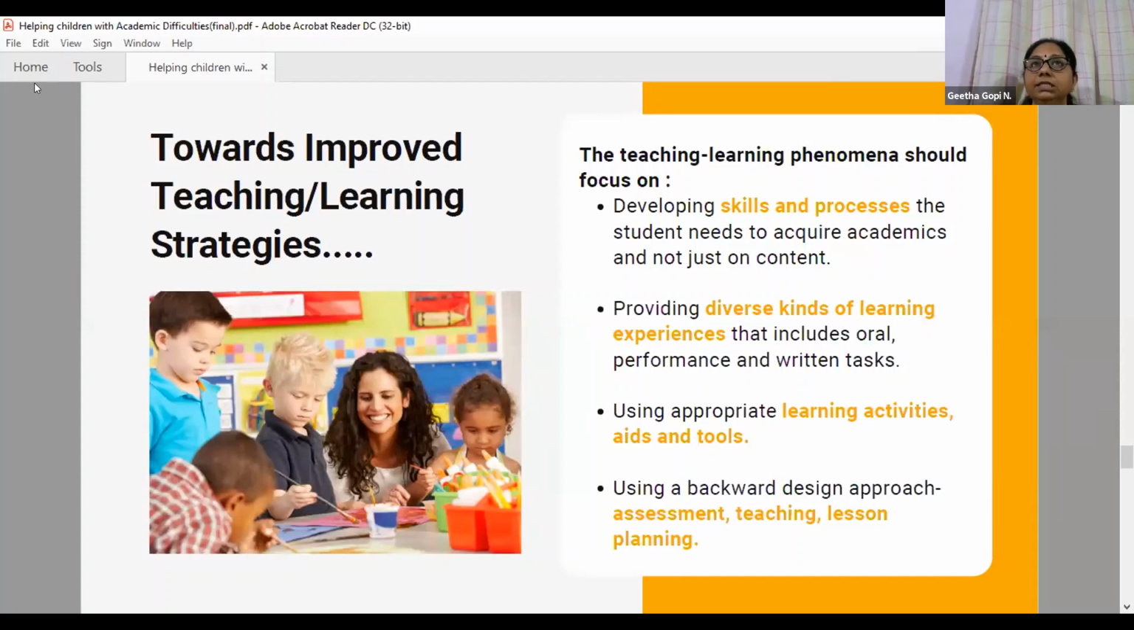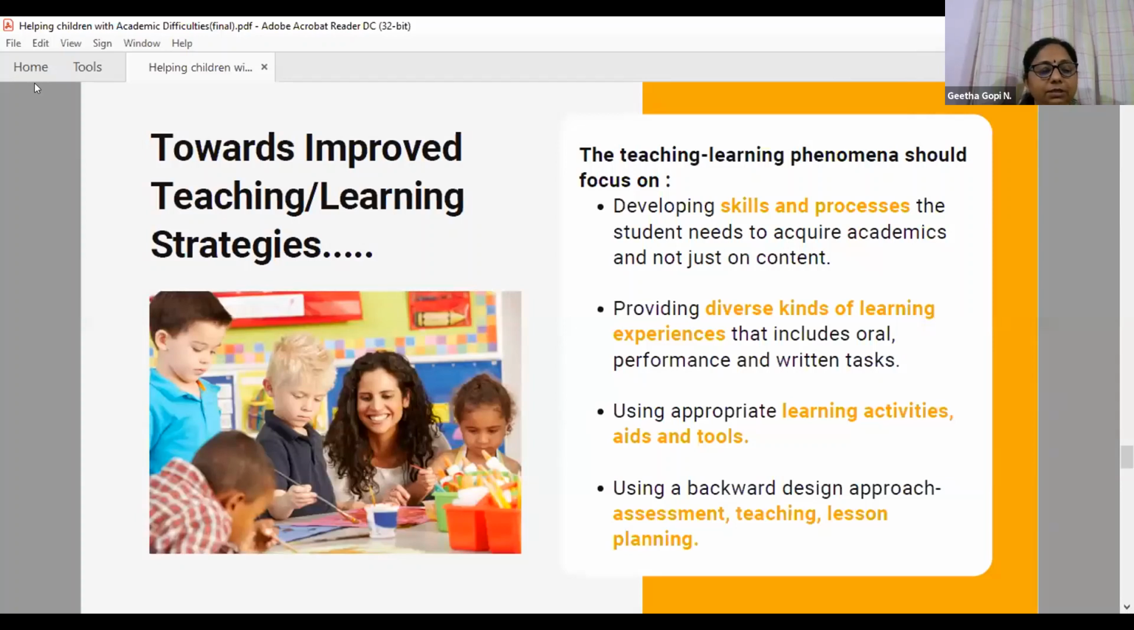Using a backward design approach, which is assessment, teaching, and lesson planning. I know normally we say plan the lesson, teach, and then do the assessment. But using a backward design approach is the latest trend, and it helps. When I say assessment, I'm not talking about actual tests or the exams. I'm talking about what are the skills that we are looking for by the end of the unit or by the end of the topic or the chapter.